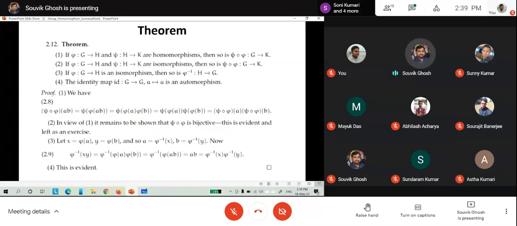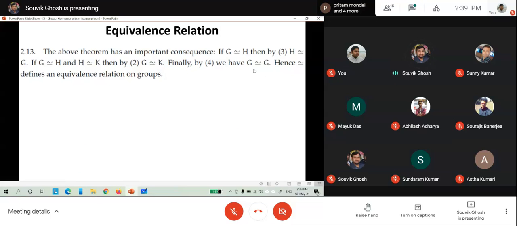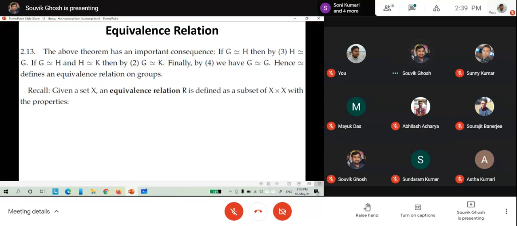And finally, from 4 we can write that for a given group we can always define an automorphism in it. That means the group is isomorphic to itself, that is G is isomorphic to G. So we have the 3 properties: this isomorphic relation is reflexive, symmetric, and transitive also. So this is an equivalence relation.